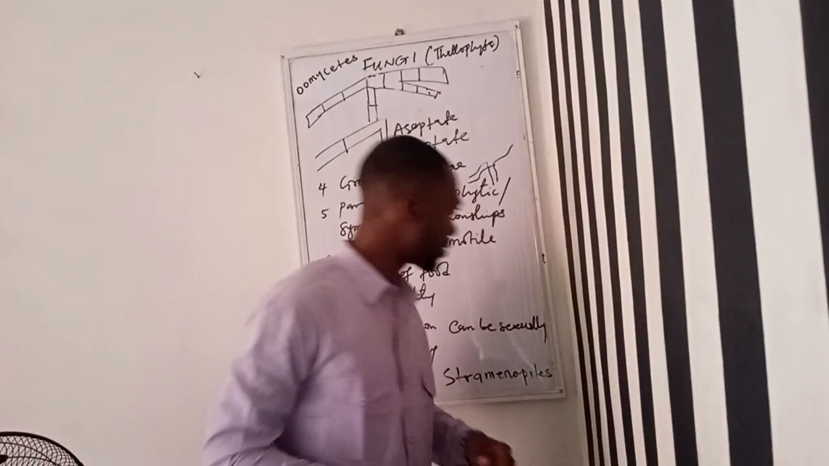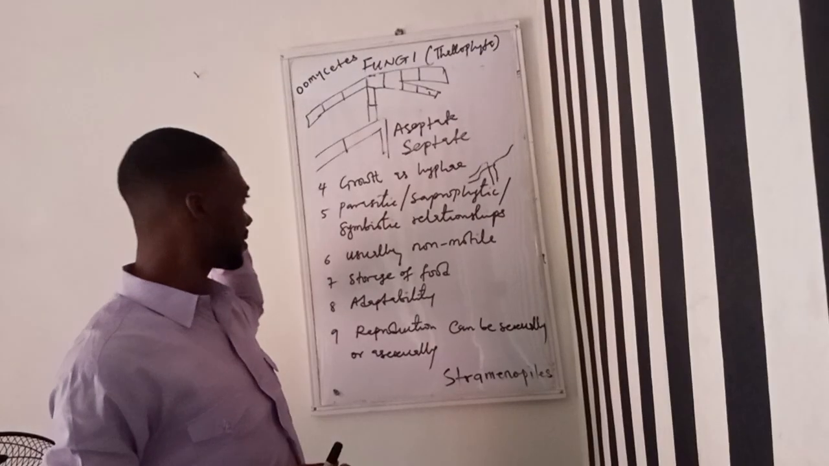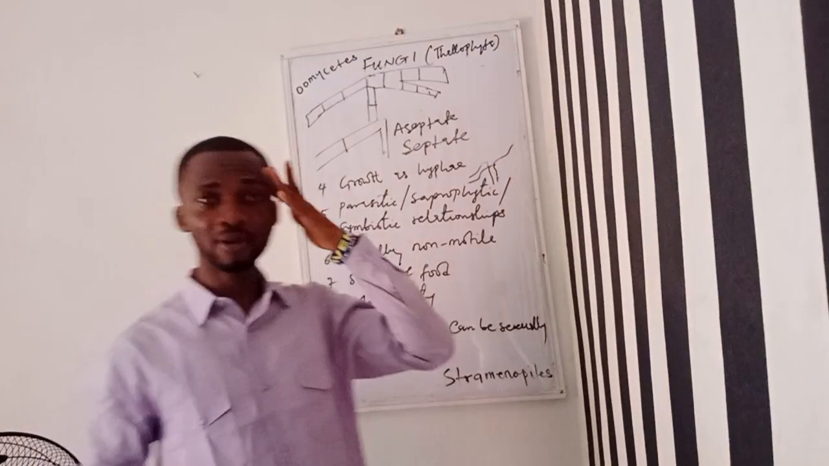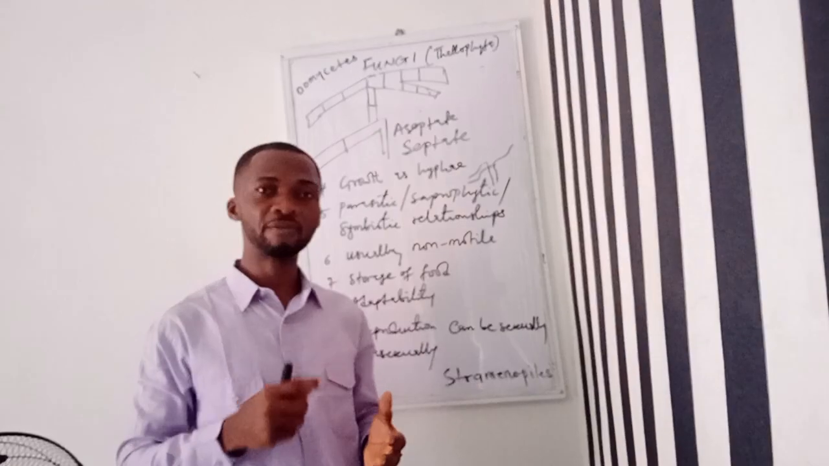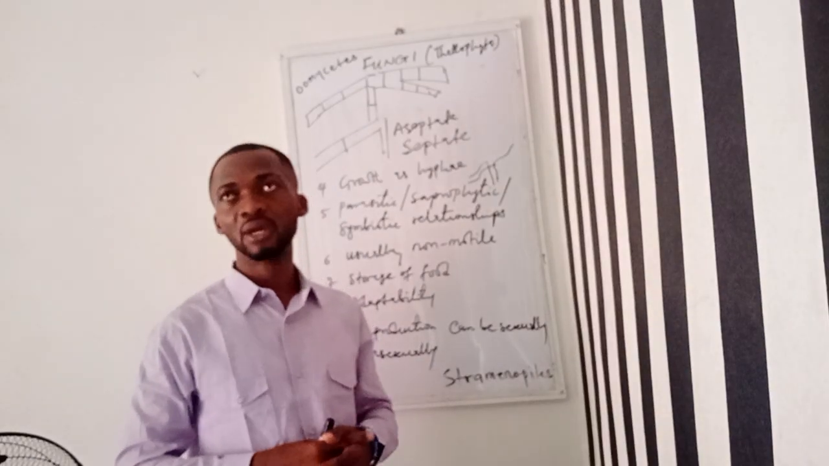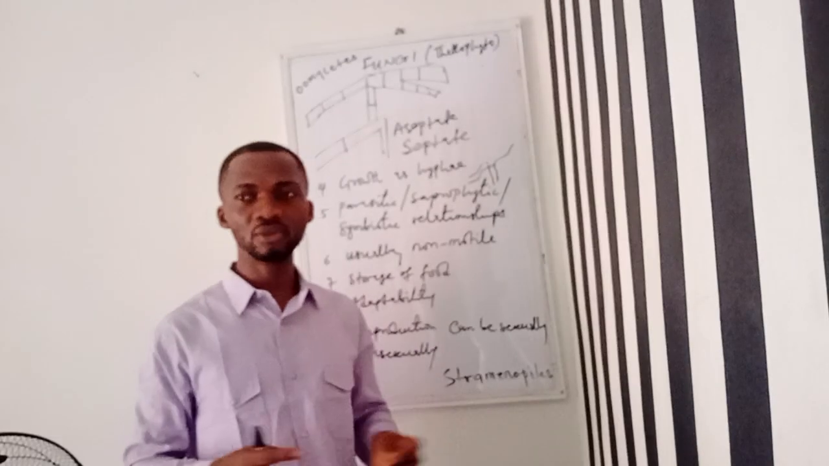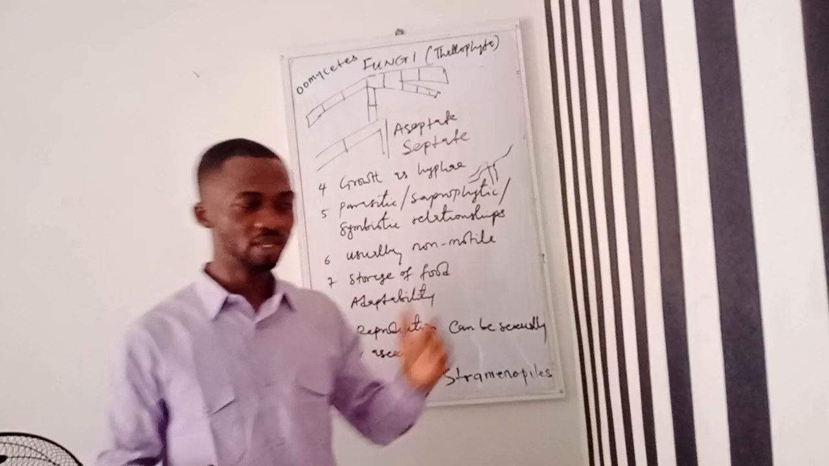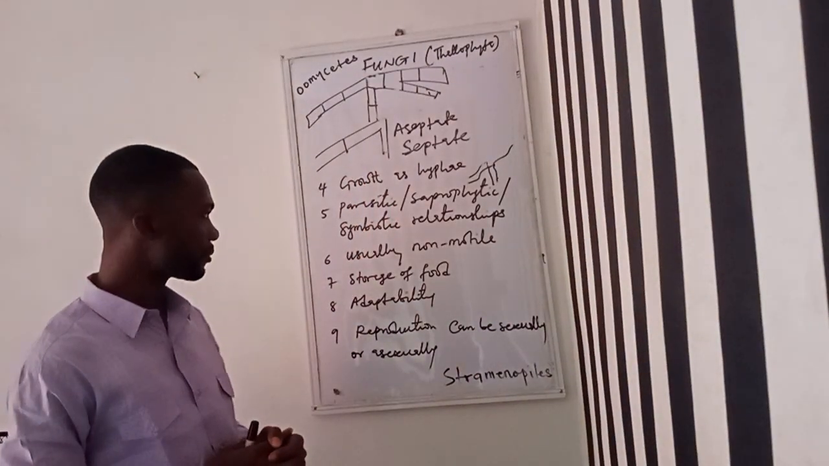Okay, so having said that, for parasitic fungi, we have so many, like Tinea capitis, Epidermophyton floccosum, Aspergillus fumigatus, and so on and so forth. We are going to look at that when we begin to talk about the advantages and disadvantages of fungi. We're still looking at the characteristics.